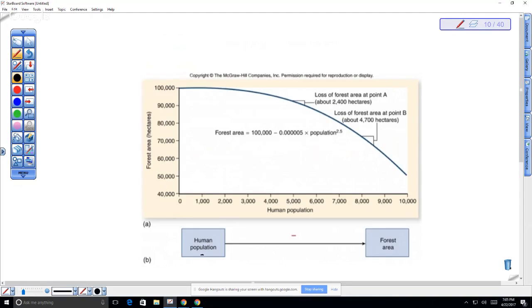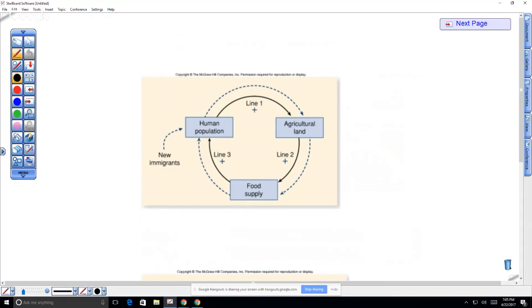So in our system here, we can see the boxes are the storages, that's where the energy is, and these are the flows, which are the relationships. The human population has an increase in agricultural land, an increase in food supply, and this will just keep going, right? Hopefully, actually that's a positive feedback, but it's a good thing, but we'll probably come up to a point where we don't have any more agricultural land and we might not be able to produce food.